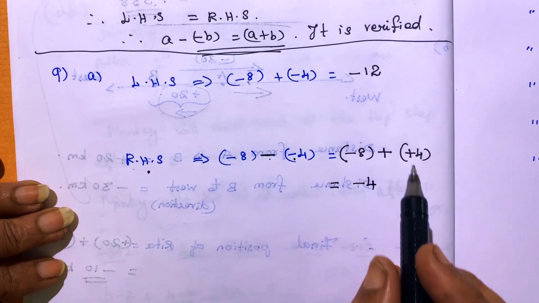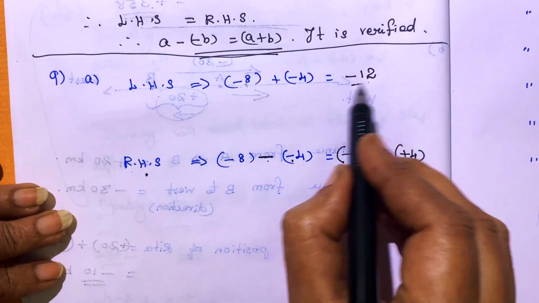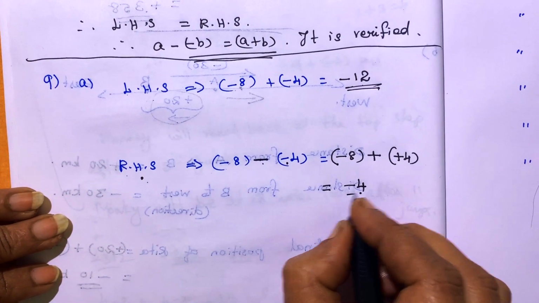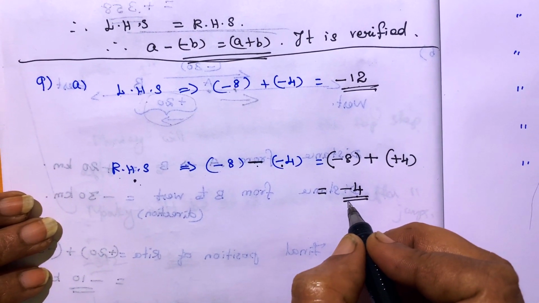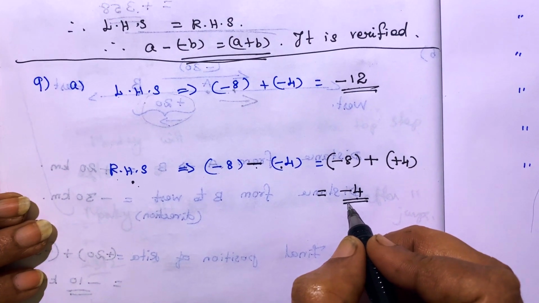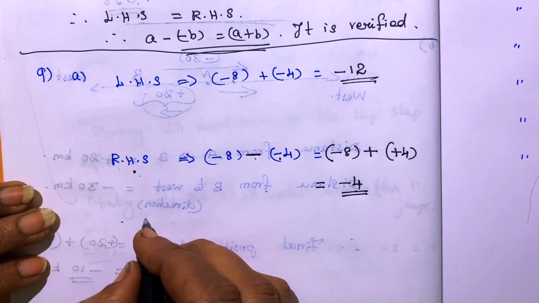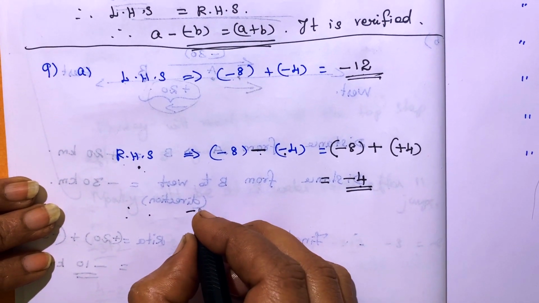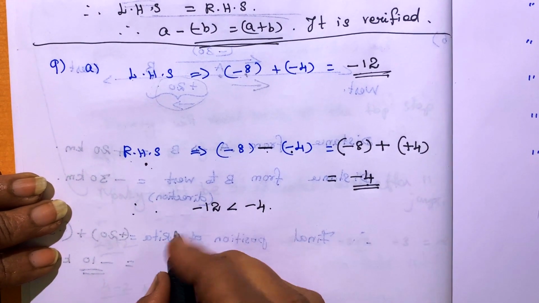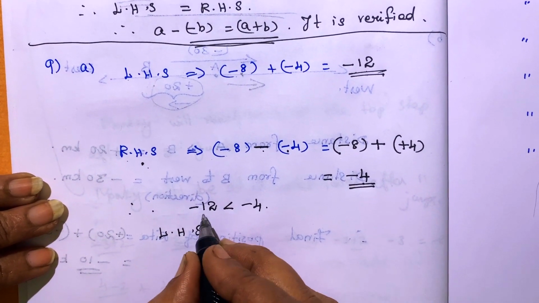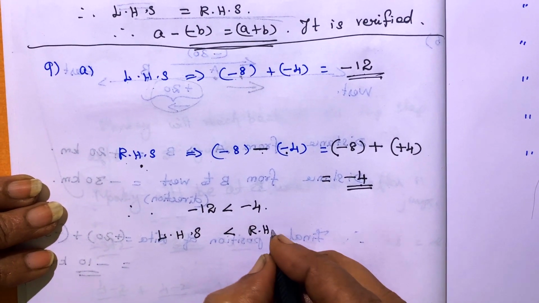So now we can compare the left hand side and right hand side. Left hand side you got as -12 and right hand side you got as -4. You know which is bigger. In integers, which is bigger? -4 is bigger than -12. So you have to write -12 is smaller than -4. Am I right? So your left hand side, -12, is smaller than your right hand side.